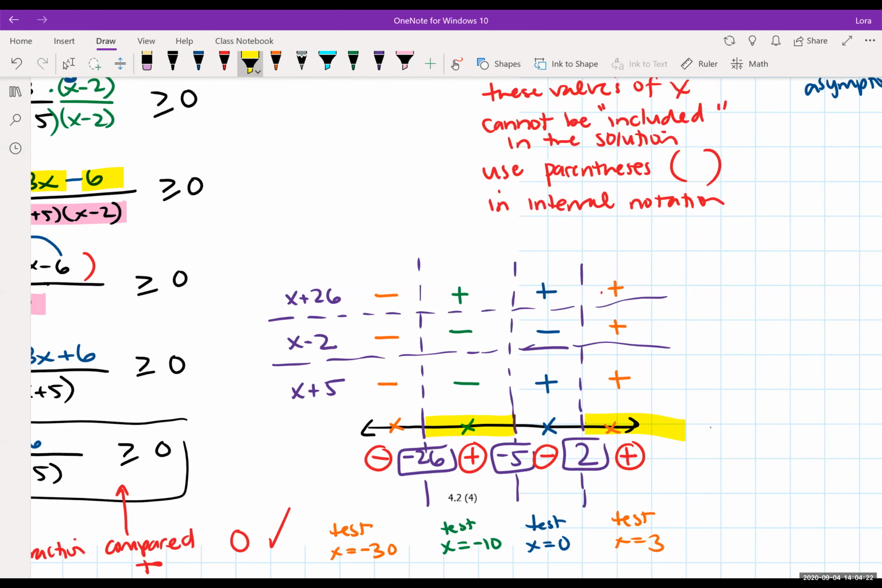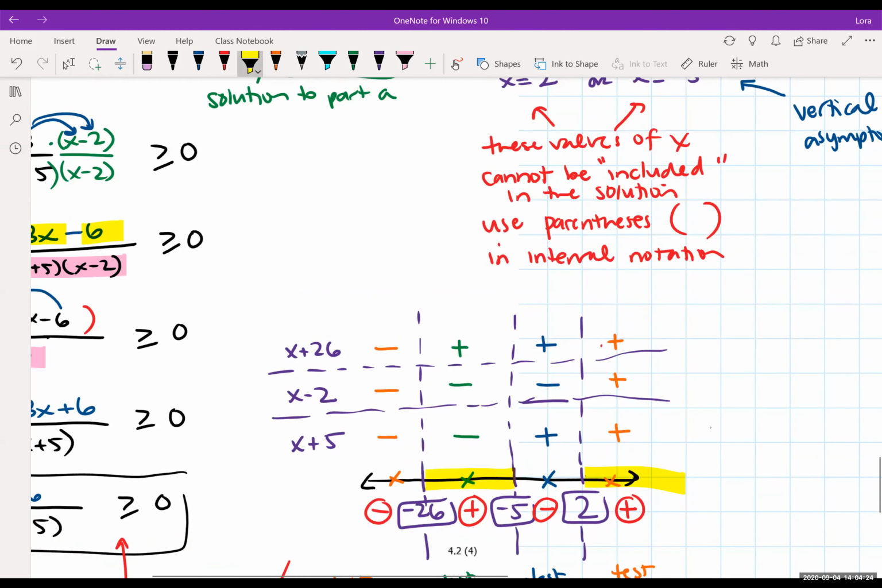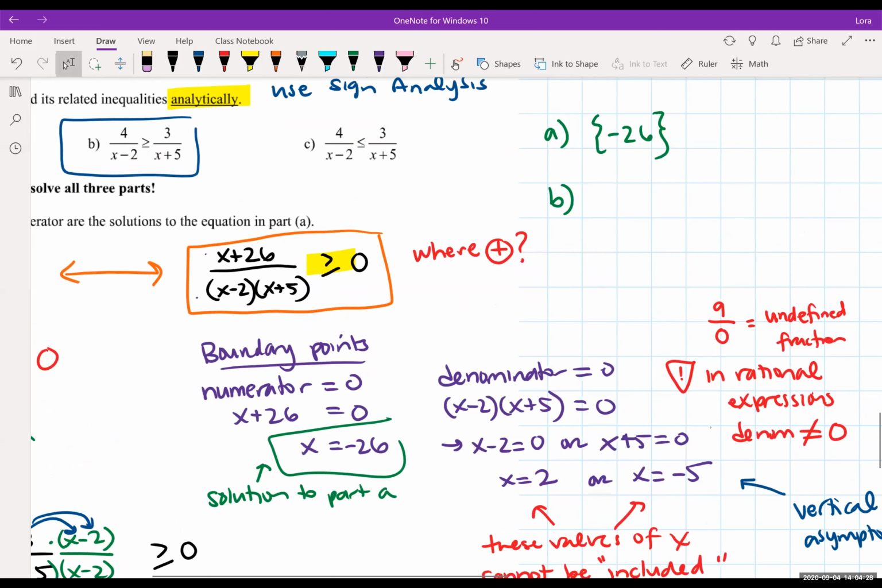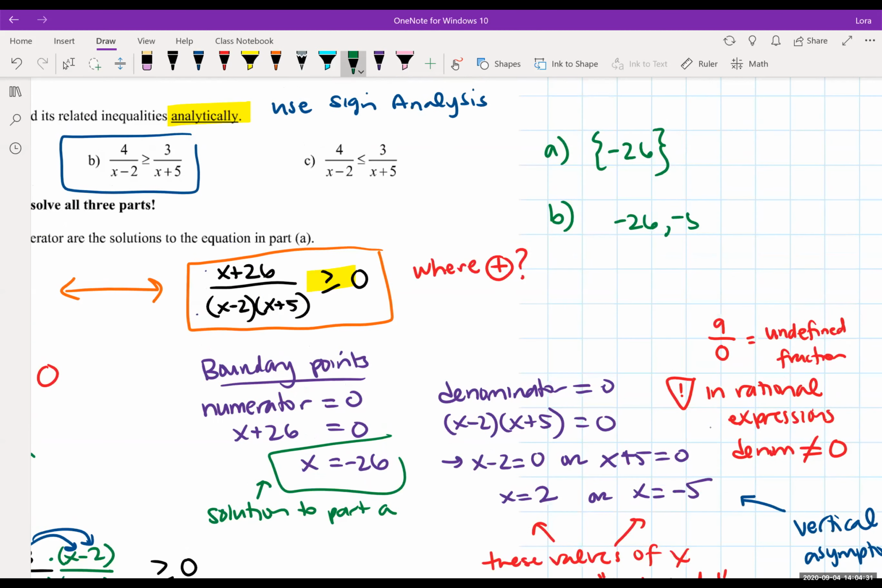So let's analyze this just a little bit. I'm going to rewrite it up here. We have negative 26 to negative 5. And let's remind ourselves, our inequality symbol is a greater than or equal to. So normally it does mean brackets, but we're only using brackets on the solution part. So numerator is allowed to be 0. The numerator solution gives us negative 26. There's a bracket we are using.